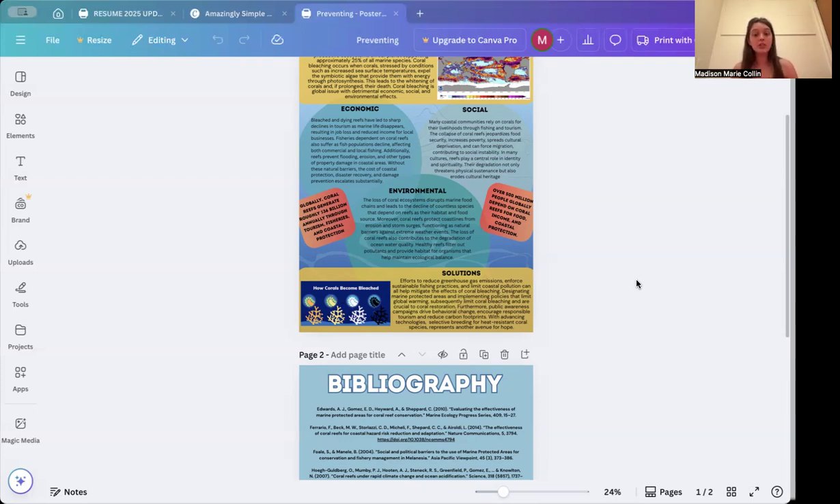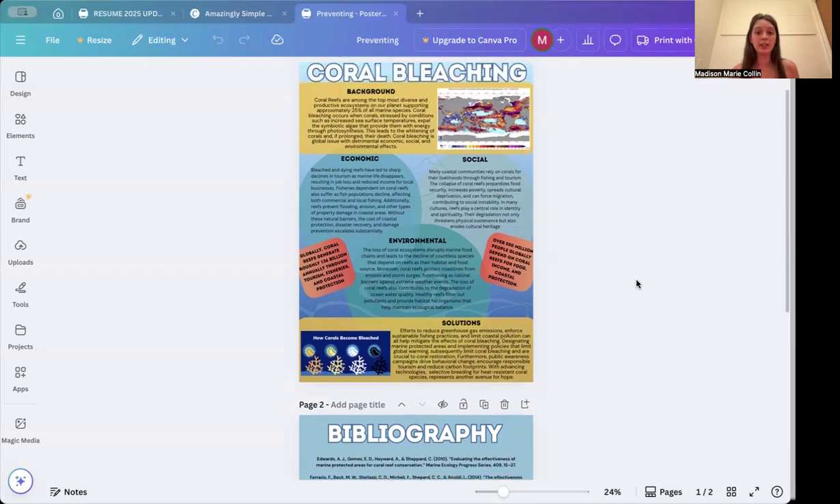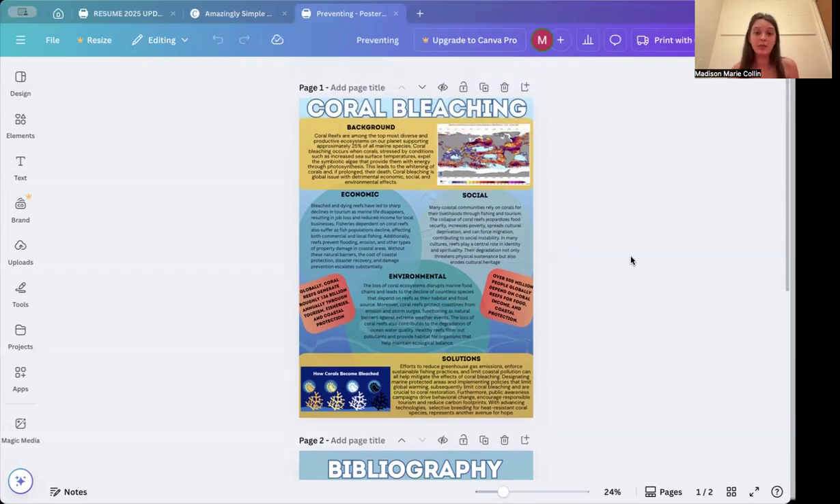With advancing technologies, however, there have been programs for selective breeding for heat-resistant corals, and this actually acts as another avenue for hope in preventing coral bleaching. And this concludes my presentation.